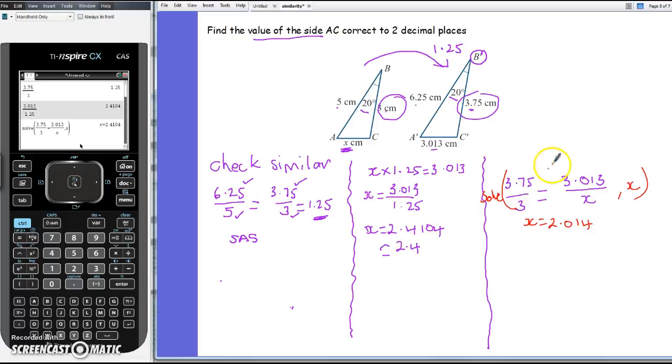So just recapping, choose a side where you know the image length and the original length. So 3.75 over 3. I could just as easily have used 6.25 over 5 in here. It would have worked just the same. This is the pair of sides where the unknown occurs. So 3.013 over x. Wrap it all up into a solve and you'll get that answer.